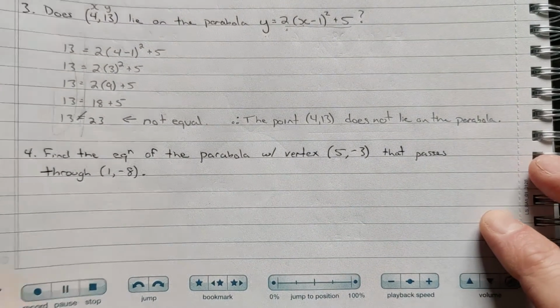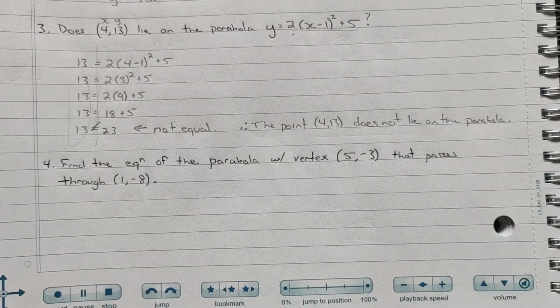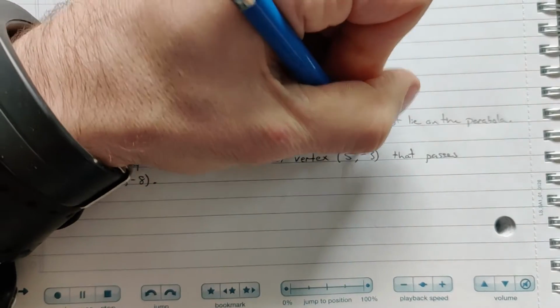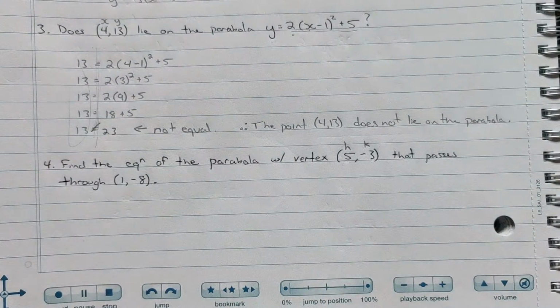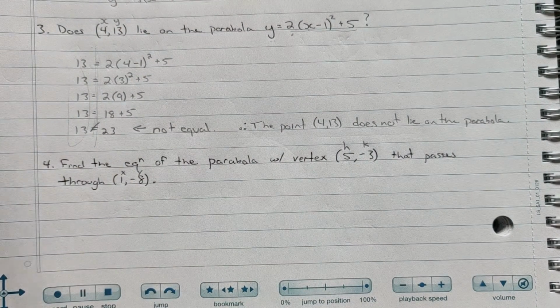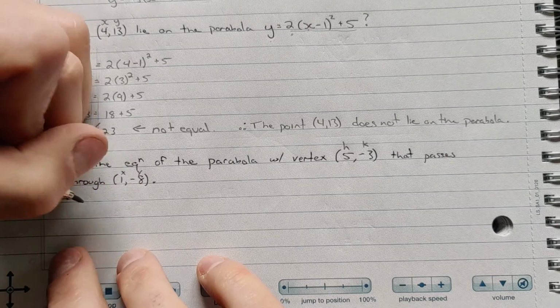The next part here, we want to find an equation of the parabola with a vertex of (5, -3) that passes through the point (1, -8). So we've got the vertex, we have our h and k, but we don't have our a value. However, we do have our x and y values, and if we sub all this into an equation, you'll find that we can solve it for a.